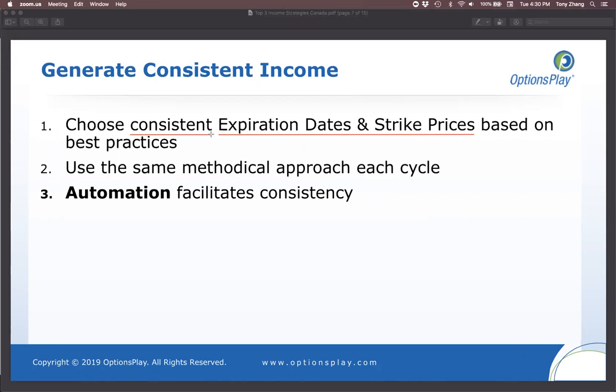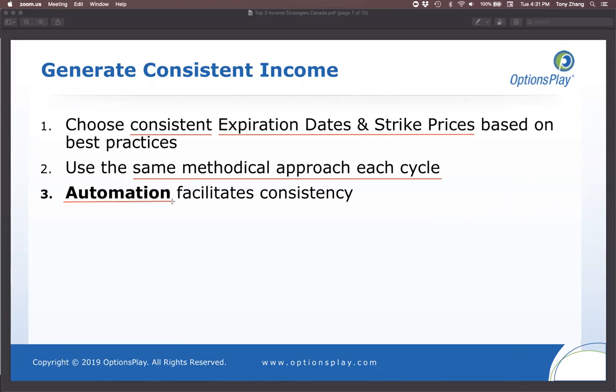So what that means is that if you're going to pick weekly options to sell for covered calls, then you should stick to using weekly options every single cycle. Don't use 1 month options this month and then 2 month options the month after that. You want to stick to a consistent methodology for both your expiration date and your strike price. And the goal here is to simply use the same methodical approach every single cycle. That's it. That's the key to getting consistency in your portfolio. And the key to doing that, in my opinion, is really having some form of automation.